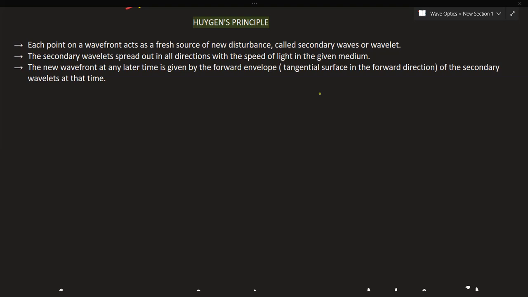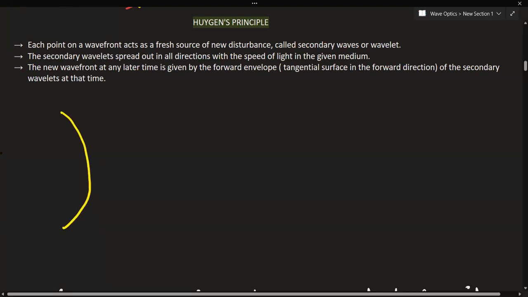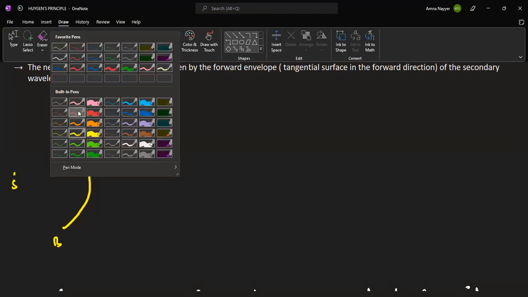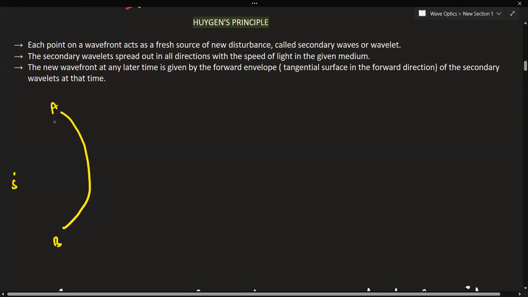Now, in order to understand this, let us take a spherical wavefront. The source must be somewhere over here, and we are getting a spherical wavefront. Let's name it AB. This is the wavefront. Let AB be its position at any instant of time. This region on its left has received a wave, while this region on the right side is undisturbed.